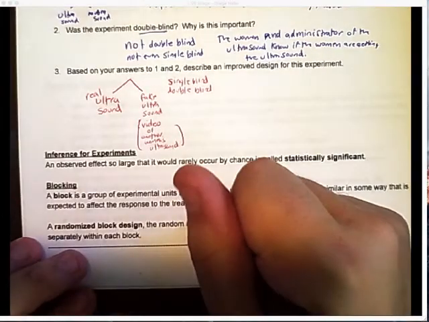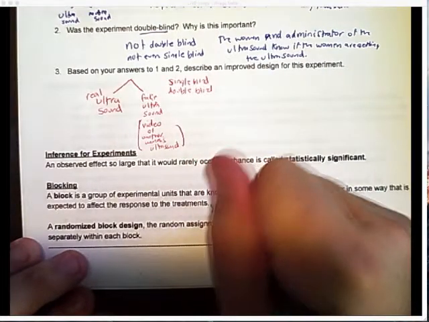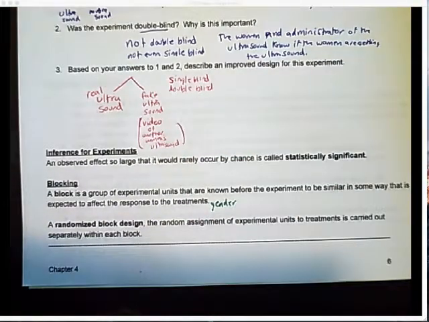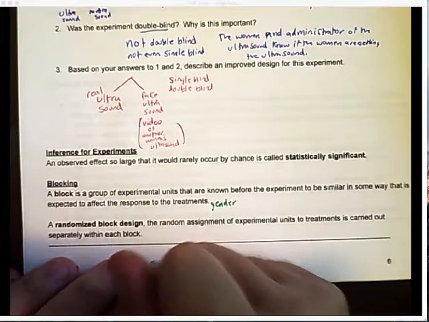And the most clear example of blocking would be blocking by gender. Okay. And then a randomized block design, the random assignment of experimental units to treatments, is carried out separately within each block. So what do I mean by that? Let me do an example.